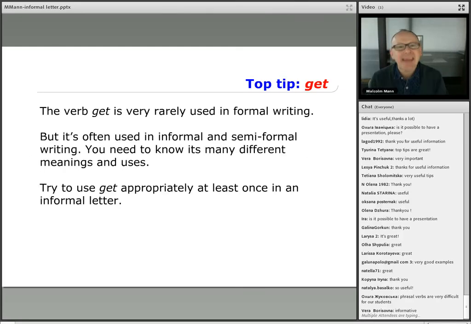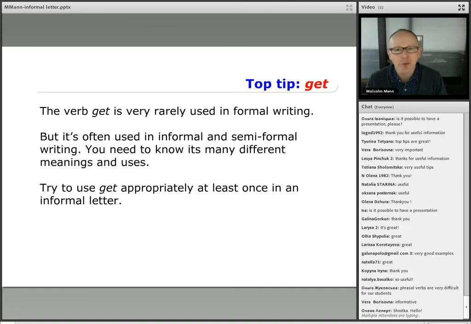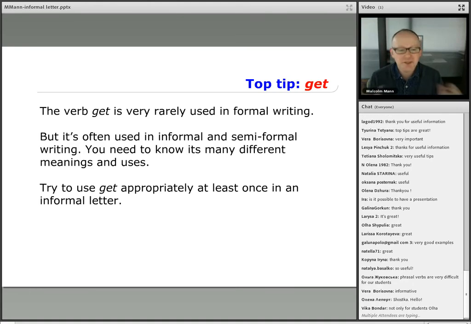Similarly, the verb get. Get is very, very frequent in spoken English and informal written English, but very, very rare in formal English and academic English. So students should avoid it in essays, but in an informal letter, they should try to use it appropriately once or maybe twice.